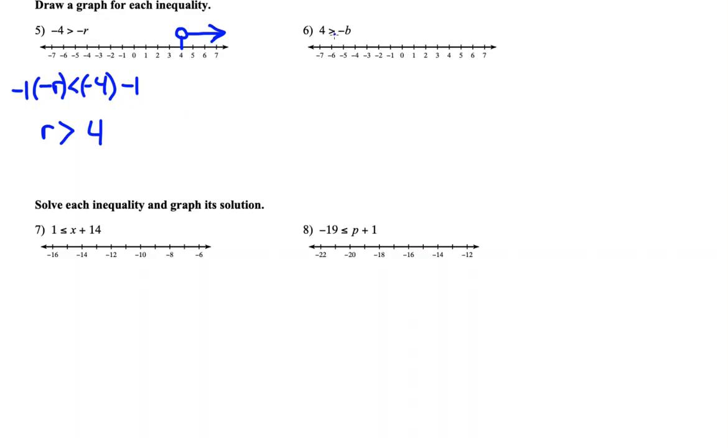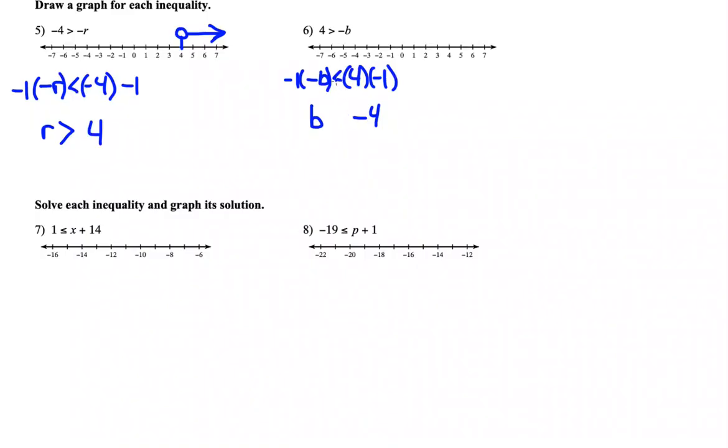So 4 is less than negative b would be our next question here. I'm going to flip that around to say negative b is less than 4. And once again, I have negative b, so I have to multiply by negative 1. I do both sides by negative 1 for balance. Negative times a negative is a positive. That's why I multiplied by it in the first place. 4 times negative 1 would just be negative 4.